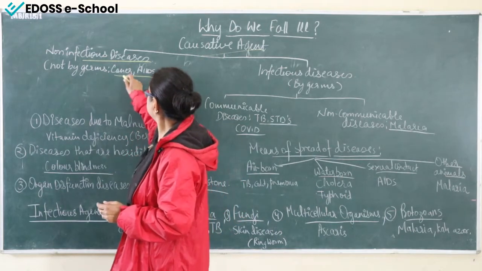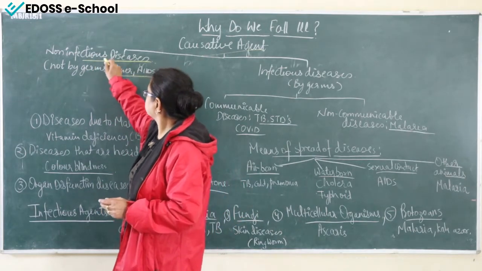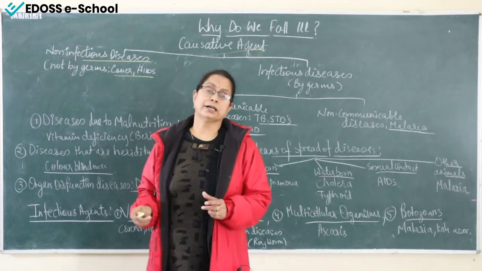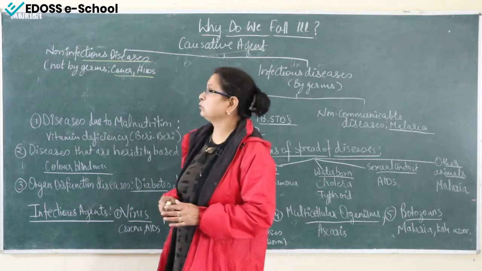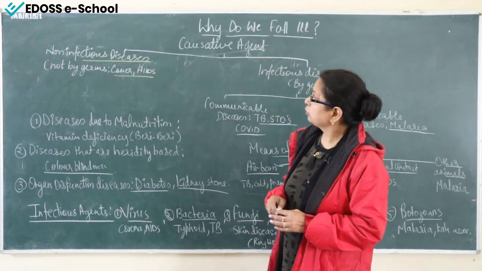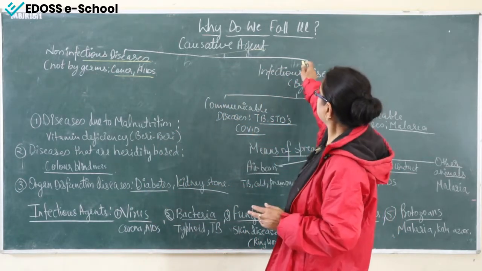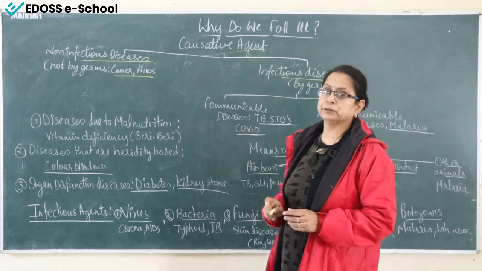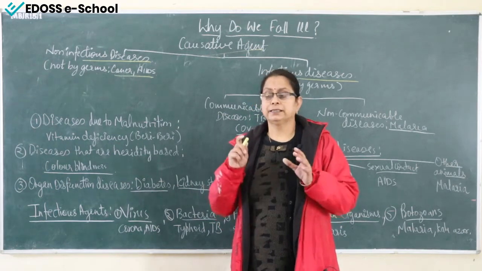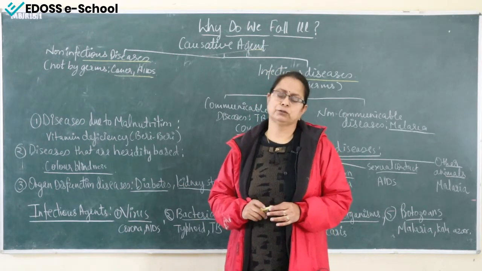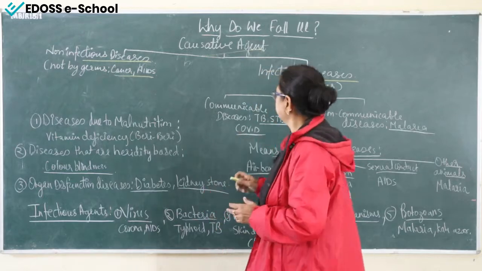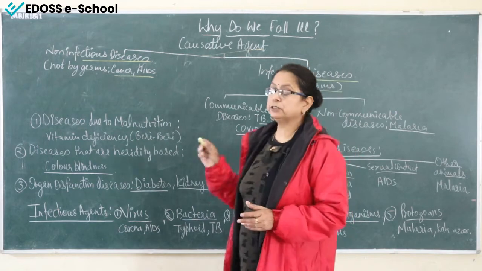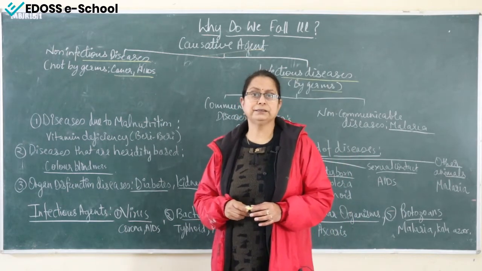And what are the examples? Cancer and AIDS. So, non-infectious diseases are not spread by germs and not transmitted to a healthy person; they come in the category of non-infectious diseases. Another part of this is infectious diseases, that is, through germs. Infectious diseases are transmitted to a healthy person from a suffering person. They are spread by germs, because germs are responsible for spreading the diseases, right?